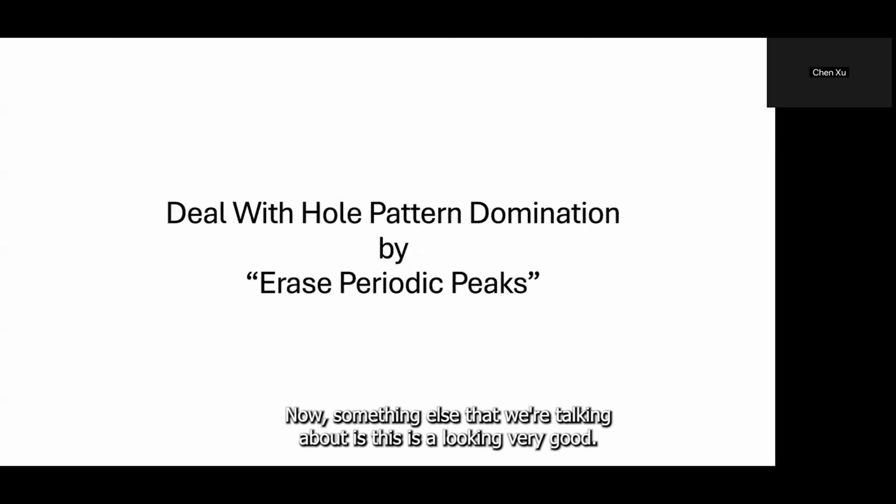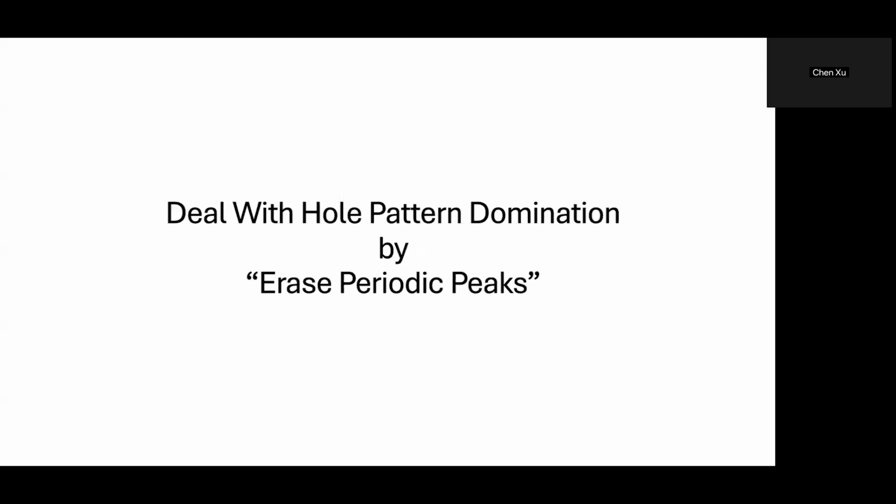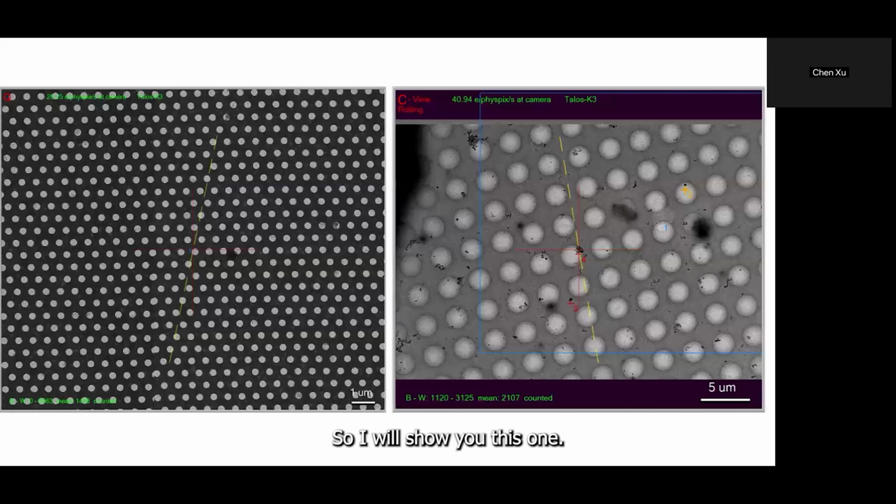Now, something else we're talking about. This is looking very good, but it will also cause some problems. This whole pattern, very sharp, a perfect, crystalline-like hole pattern, can dominate your cross correlation process. We use cross correlation processing mainly for many actions here. So we got a problem from this. David eventually developed a routine called erase periodic peaks to handle this problem. So I will show you this one.